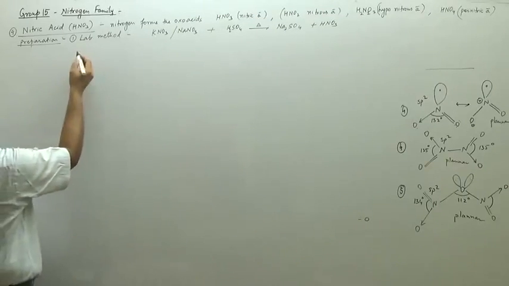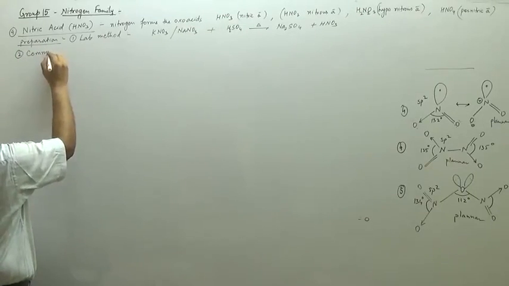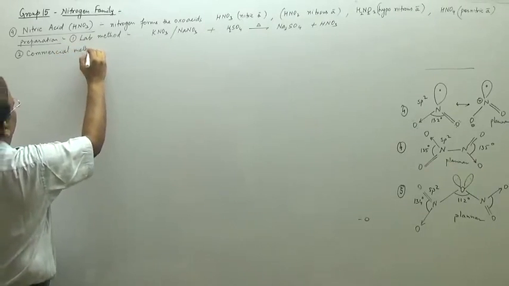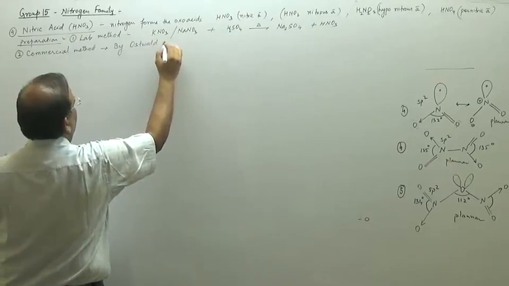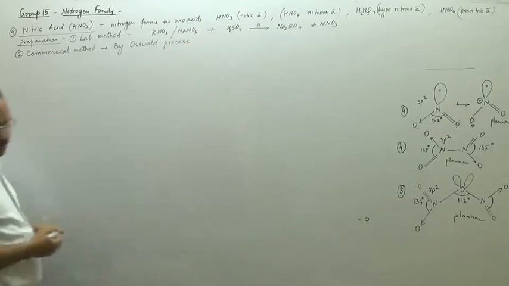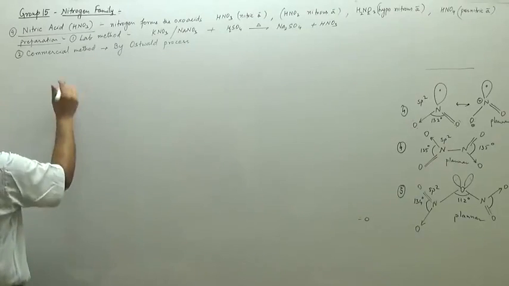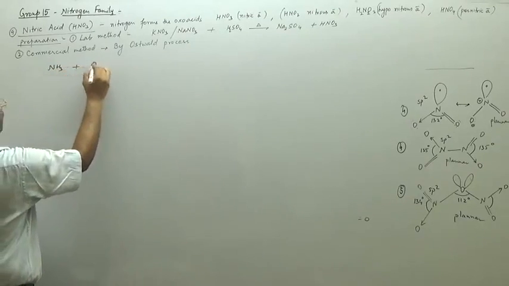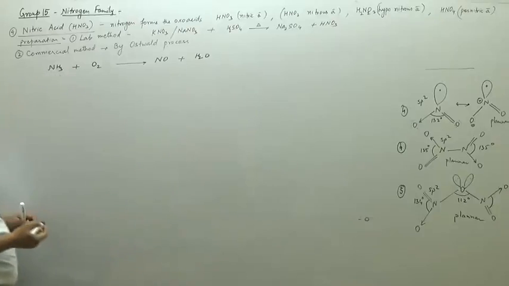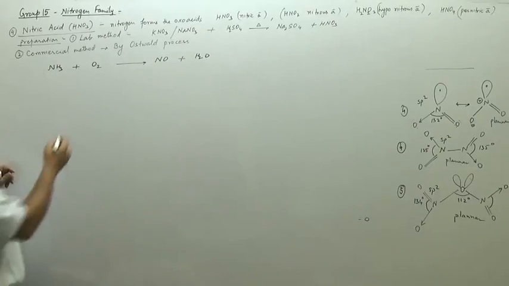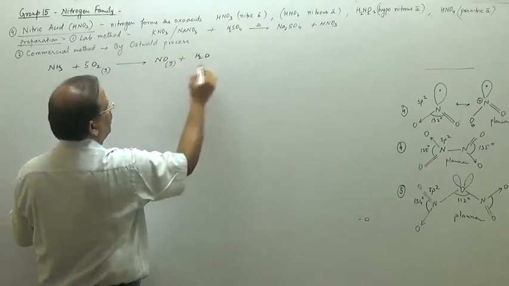But the commercial preparation method is the Ostwald process. So the commercial method is by the Ostwald process. In the Ostwald process, what happens? The ammonia is treated with oxygen. So ammonia, when treated with O2, converts into NO plus H2O. We can balance that very easily. We require an excess of oxygen gas and ammonia, and nitrogen oxide gas and water are formed.